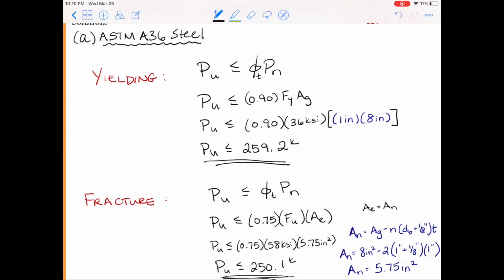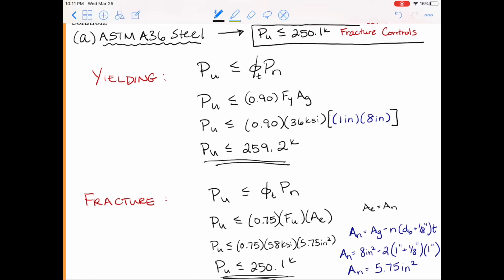Finally, we have to select the lower of these two limit states, right? So in order to have a safe design, for yielding, we have to be lower than 259.2 kips. For fracture, we have to be less than 250.1 kips. And so in this particular case, our fracture will control. And for the A36 members, we should have P sub u be less than 250.1 kips. So this is going to be our design strength. P sub u has to be less than 250.1 kips, and we say fracture controls this design.